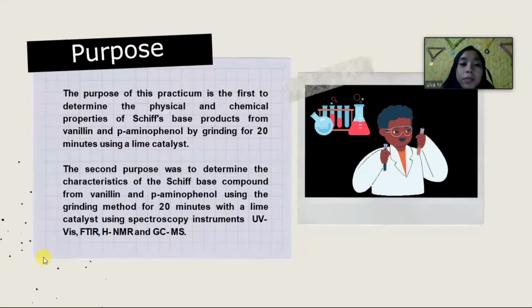The purpose of this practical is, first, to determine the physical and chemical properties of the Schiff base product from vanillin and p-aminophenol by grinding for 20 minutes using a lime catalyst. The second purpose was to determine the characteristics of the Schiff base compound from vanillin and p-aminophenol using the grinding method for 20 minutes with a lime catalyst, using spectroscopy instruments of UV-Vis, FTIR, HNMR, and GCMS.